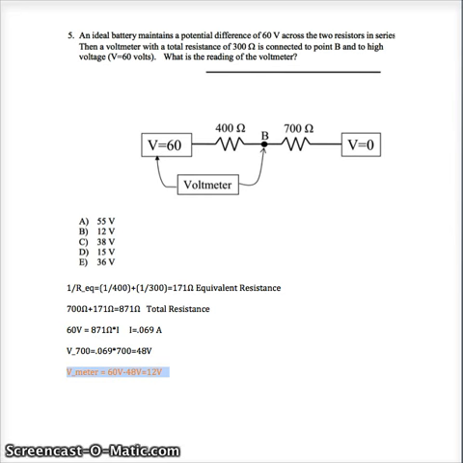The voltmeter is reading the voltage drop across the 400 ohm resistor, and since we know the voltage drop across the 700 ohm resistor, we know that the reading of the voltmeter is the total voltage, 60 volts, minus the voltage at the 700 ohm resistor, which gives us a reading of 12 volts.